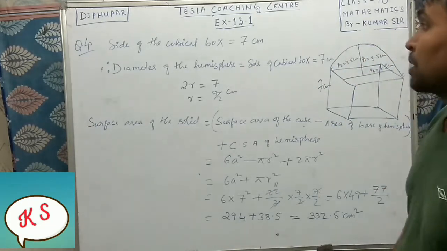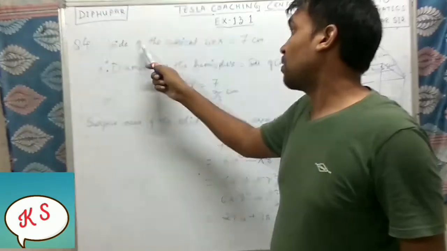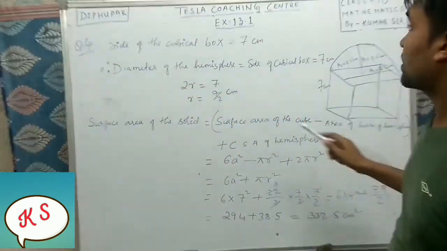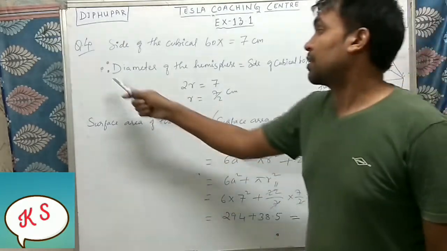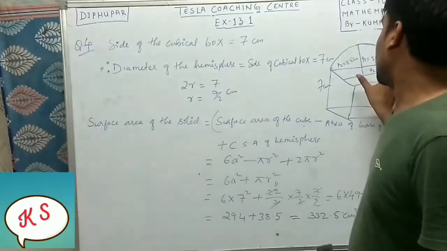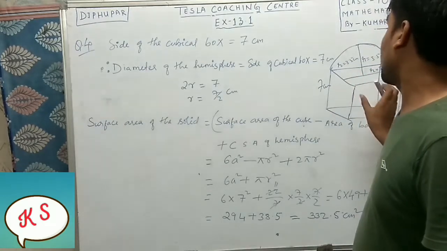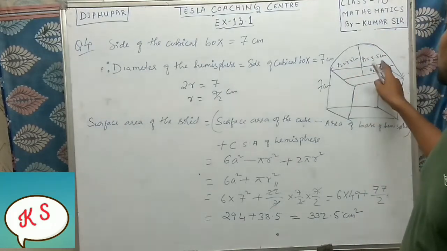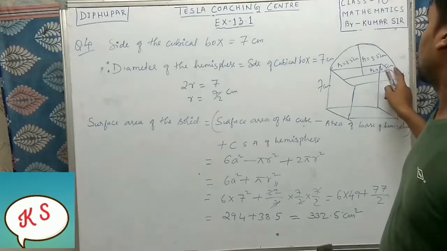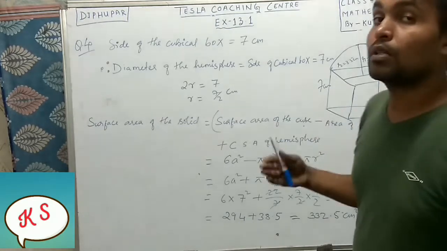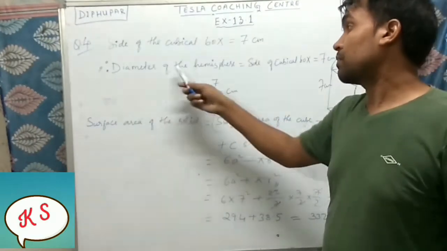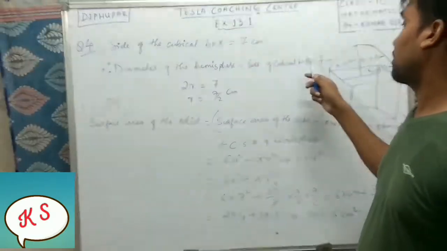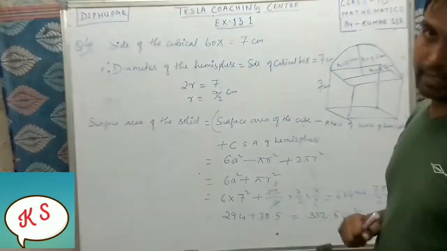So first, we have written here side of the cubical box equal to 7 centimeter, given. Therefore, this is the side of the cubical box, so that will be equal to the diameter of the hemisphere. So we've written diameter of the hemisphere is equal to side of the cubical box equal to 7.